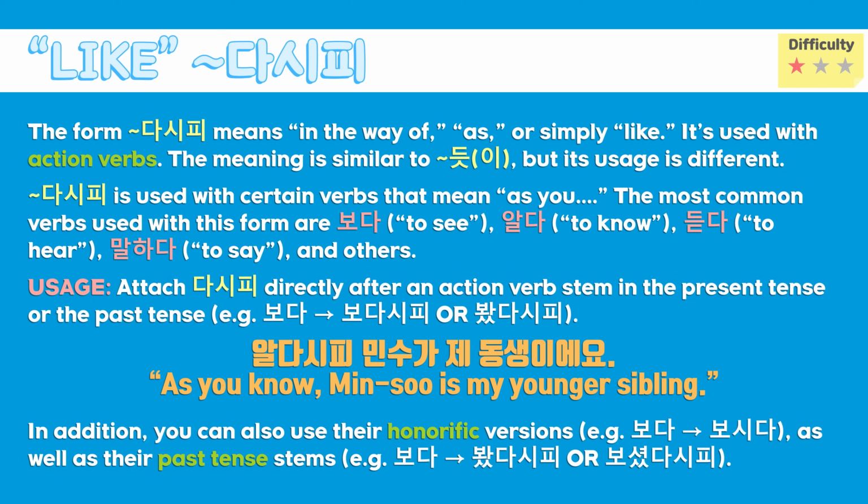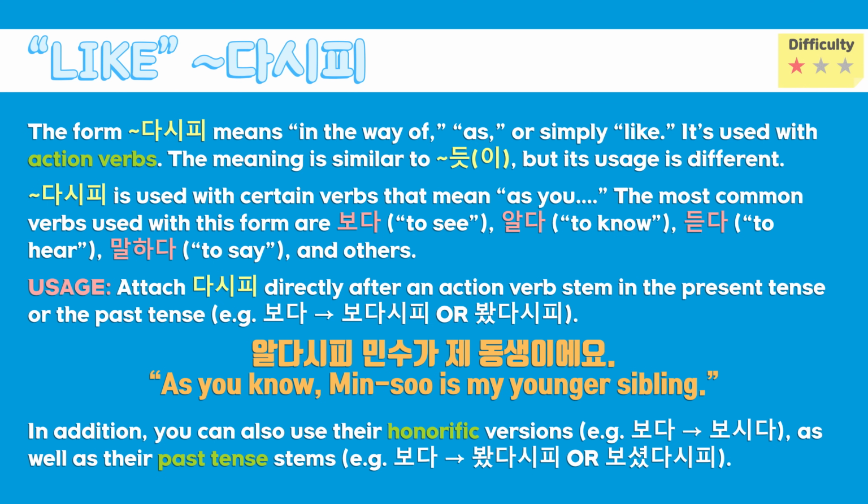The form 다시피 means in the way of, as, or simply like. It's used with action verbs. The meaning is similar to 듯이, but its usage is different. 다시피 is used with certain verbs that mean as you. The most common verbs used with this form are 보다, to see, 알다, to know, 듣다, to hear, 말하다, to say, and others. To use it, attach 다시피 directly after an action verb stem in the present tense or the past tense. So 보다 would become 보다시피 or 봤다시피.